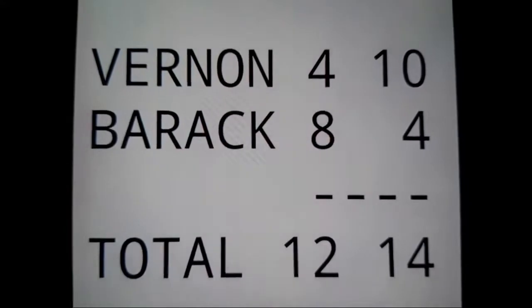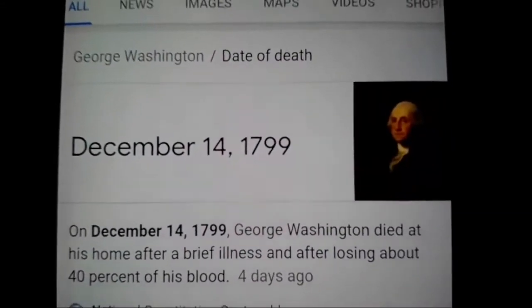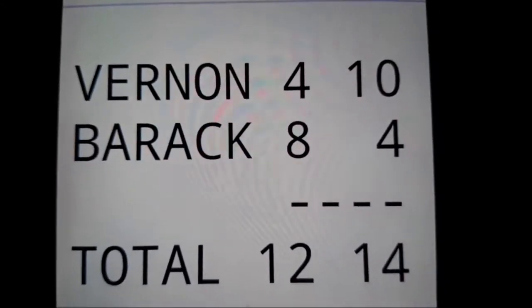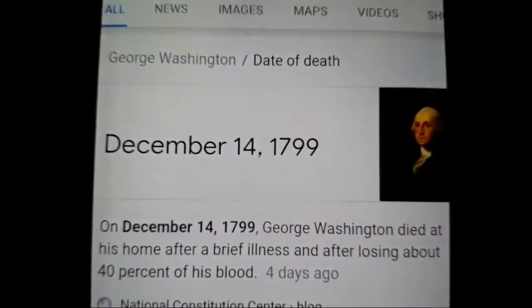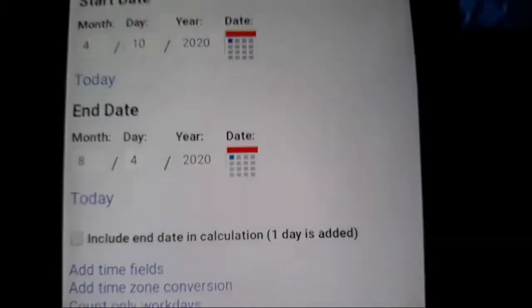12/14. 12/14 is Washington's death day. Do you get it? Now, because I connected Elvis to all of this too, I'll show you what I'm talking about.